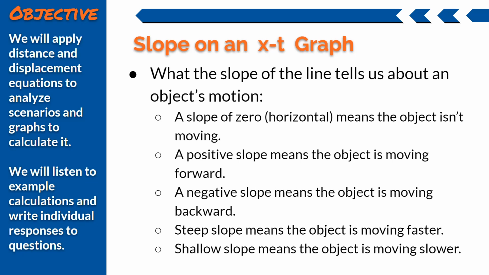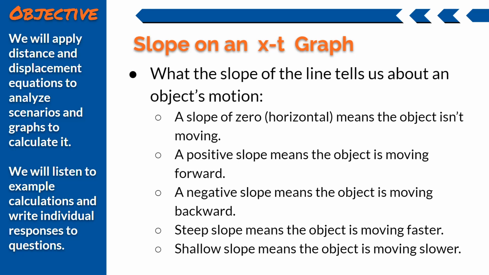But the slope of the line tells us a lot about an object's motion when we look at an xt graph. So on a position time graph, a slope of 0, that's going to be your horizontal line, means the object isn't moving. A positive slope means you're moving forward. A negative slope means you're moving backwards. And then if you look at the steepness of the slope, the steeper the slope is, the faster the object is moving. The more shallow the slope is, the slower the object is moving. And again, you can relate it back to those numbers that we looked at as well. If you're going 4 meters per second instead of 2 meters per second, your line has to have a steeper slope. In fact, the slope of the line in that case is 4, because you're going 4 meters each second. That's what the slope is. Rise over run.